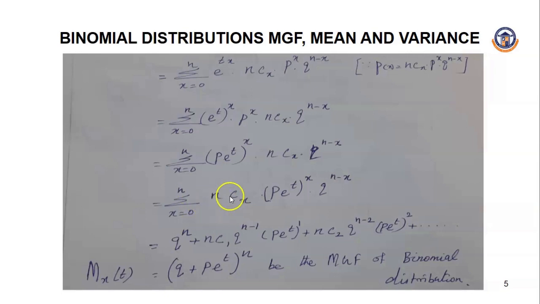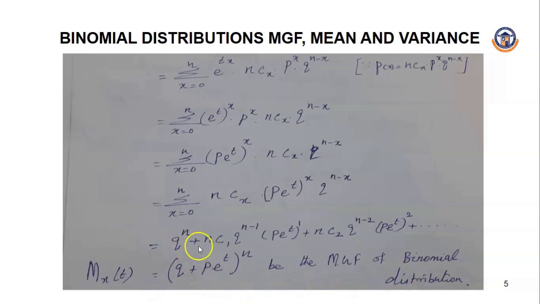So first x equal to 0, nC0 is equal to 1, (p e power t) whole to the power 0 is equal to 1, and q to the power n minus x with x equal to 0 is only q power n, plus nC1 with x equal to 1, q to the power n minus 1, (p e power t) whole to the power 1, plus nC2 q to the power n minus 2 into (p e power t) whole to the power 2 plus and so on. So already we know the binomial expansion. We can write (q plus p e power t) whole to the power n. This is the moment generating function of the binomial distribution.